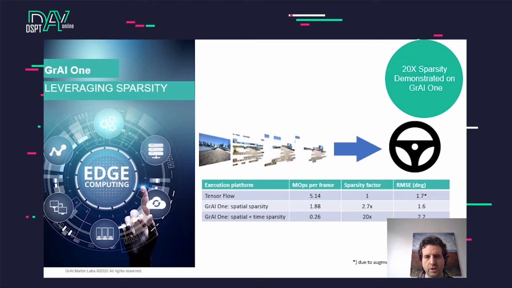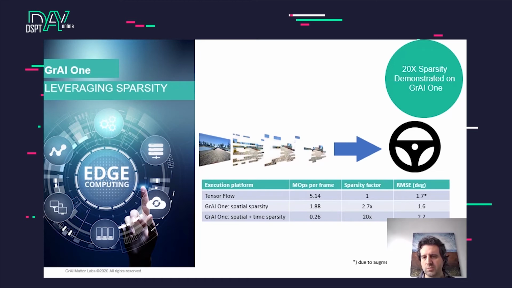So we ran this PilotNet application on TensorFlow first, where we trained it using common tools, and we measured how many operations per frame we needed to do by computing all the synapses, and that gave us roughly 5 million operations. By using GrAI One and not doing time sparsity, meaning we continue to feed all the frames complete, this was to measure how much spatial sparsity we had. So sparsity that is not because of the lack of difference between subsequent frames, but because of lack of information of interest in the image.